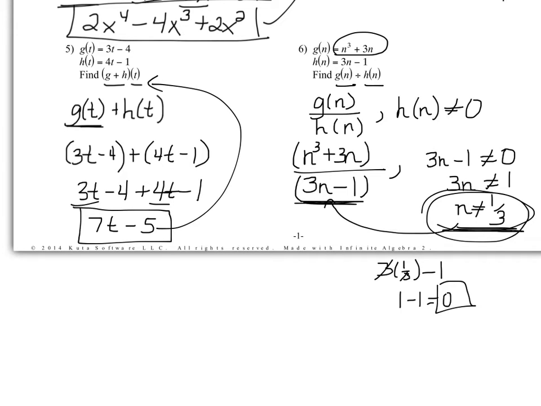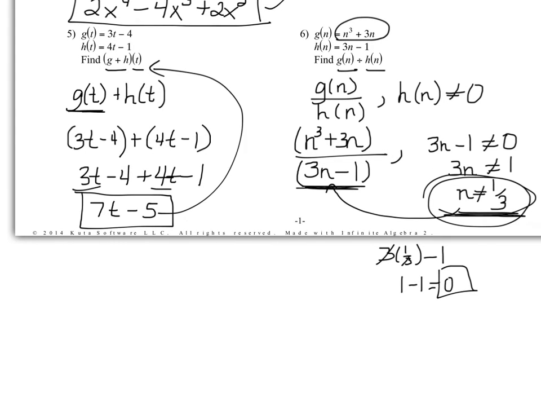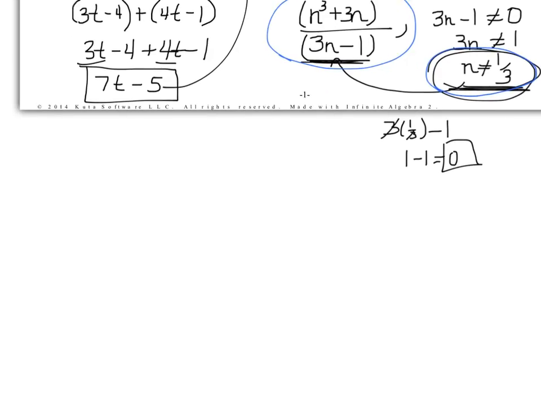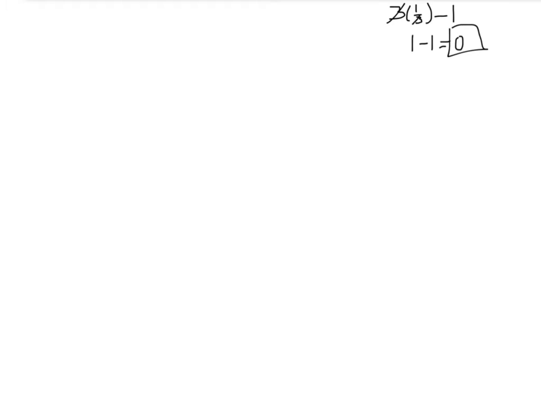And remember, we talked about that yesterday. You can't divide by 0. So that's what we need to put there. So the final answer there would be this, with n cannot equal 1/3. Okay? And that'll be a little bit tough to talk about, but we'll talk more about that.